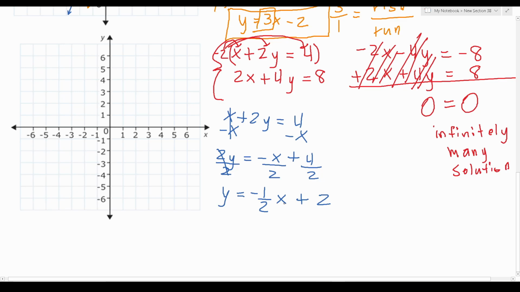Let's go ahead and graph this. Again, this 2 is our y-intercept, so it's the point at which our line is going to intersect the y-axis, and that's going to happen right here at +2.